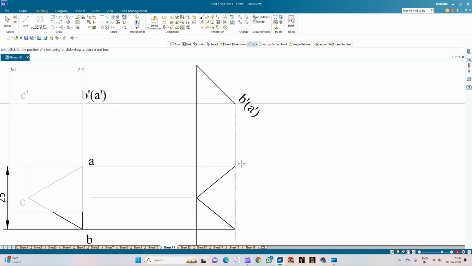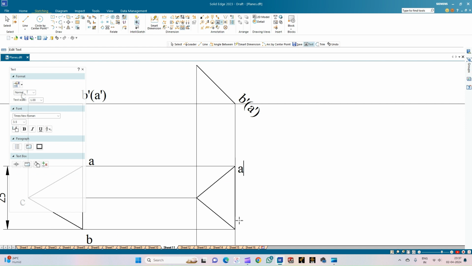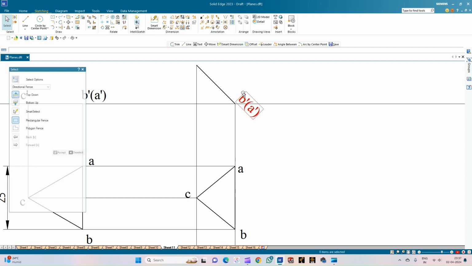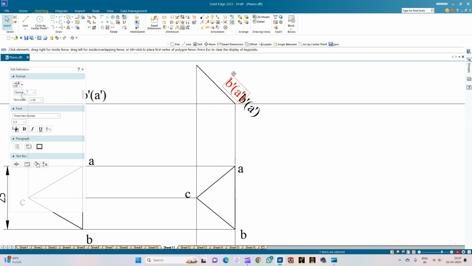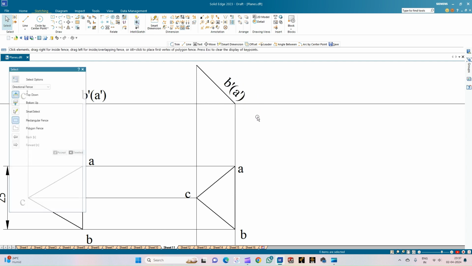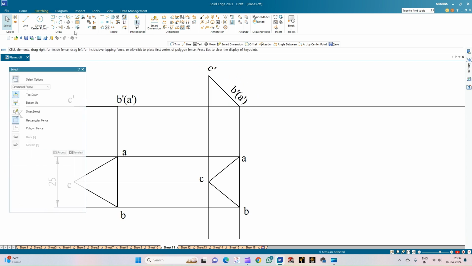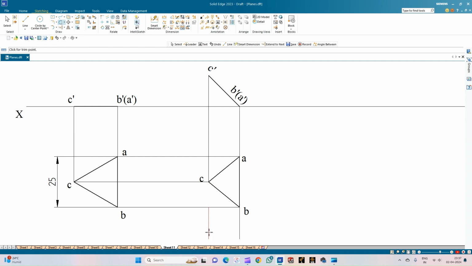So now let us annotate this. So this is corner A, this is corner B, and this is corner C. And always ensure that all the annotations pertaining to the front view are always above the XY line. Okay, so now we can use the trim option and trim the unnecessary projection lines in the top view.